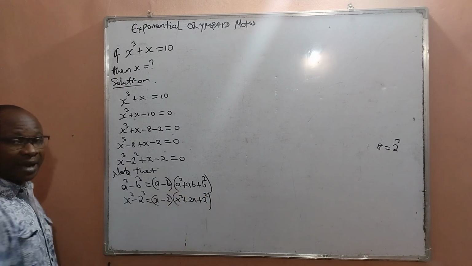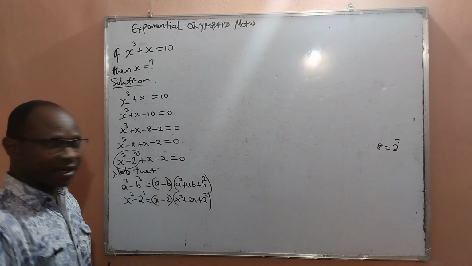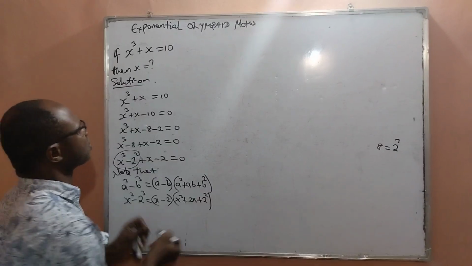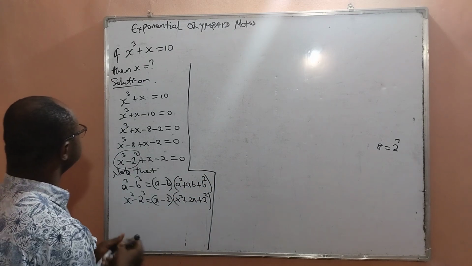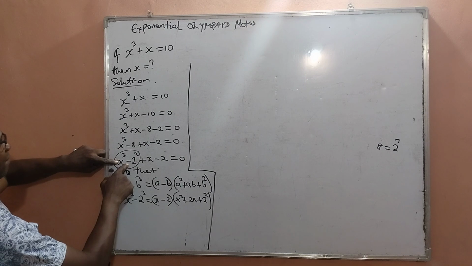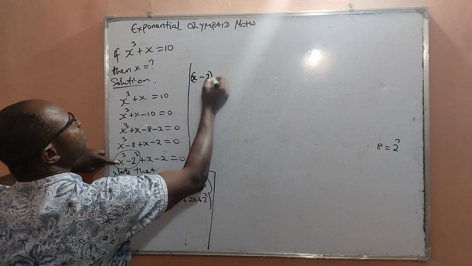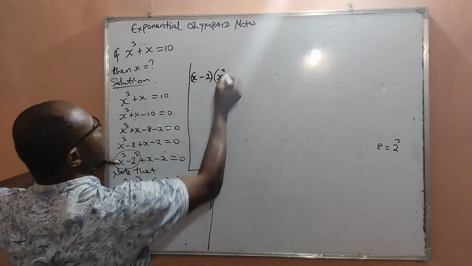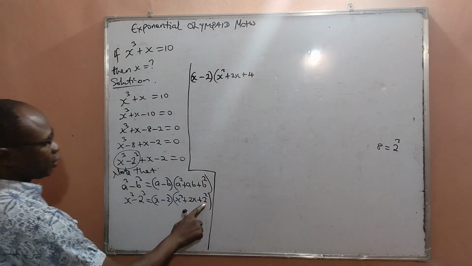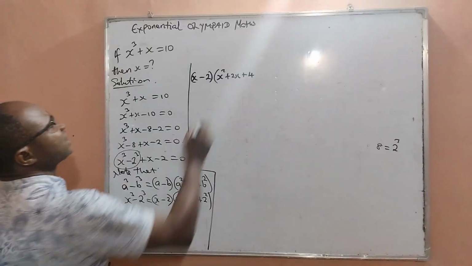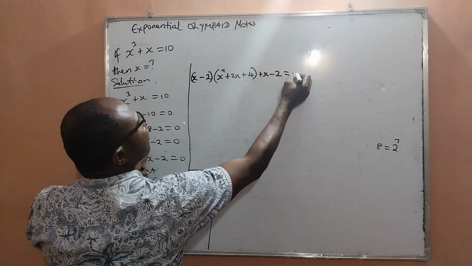This is what I'm going to use to replace x to the power of 3 minus 2 to the power of 3. Therefore, I will have x to the power of 3 minus 2 to the power of 3 represented as x minus 2 into x squared plus 2x then plus 4, and that 4 is 2 to the power of 2. Then I close the bracket. Left with me here is plus x minus 2, everything equal to 0.